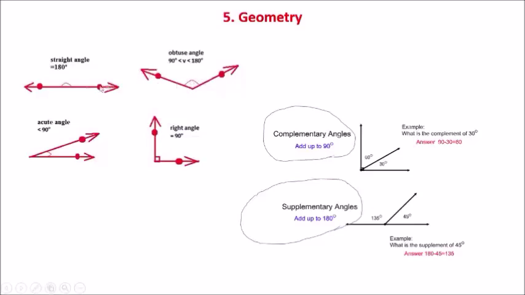When these two lines open up completely, it becomes a straight line, so that angle is called a straight angle, or 180 degrees, okay? So now let's look at this picture.